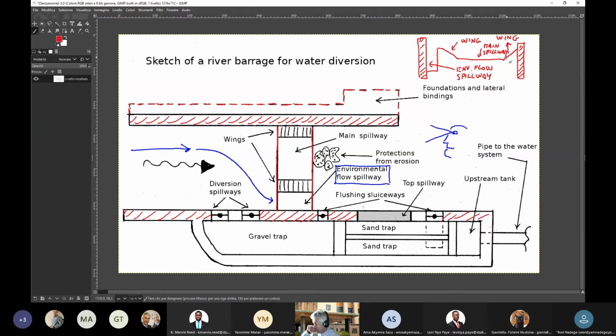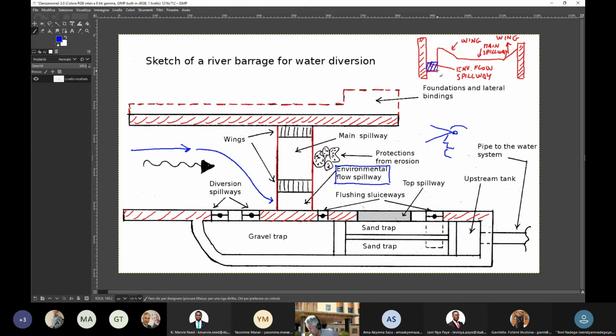So you see that there is a spillway that is located at a lower elevation. And of course, when you have only a reduced amount of flow, the first thing that may happen is that you get the flow through this environmental flow spillway, and there is no flow from the main spillway.